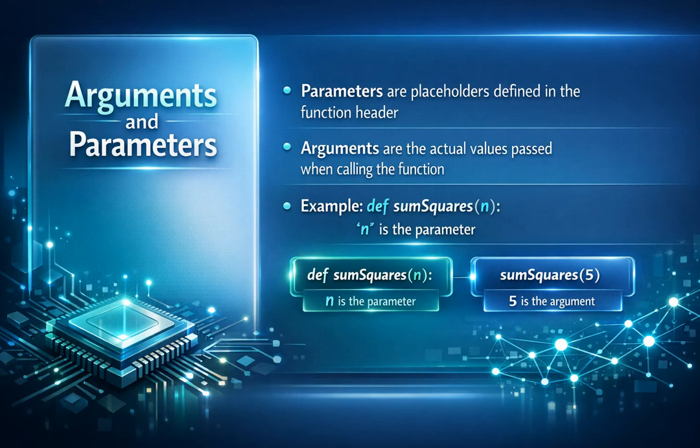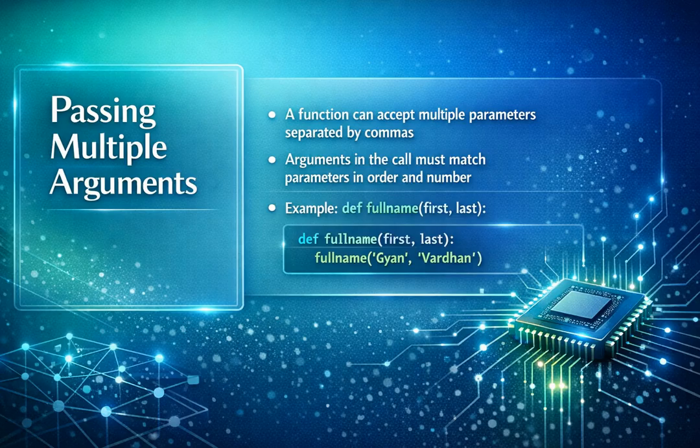Parameters are variables listed in the function definition that act as placeholders for incoming data. Arguments are the actual values passed during the function call. When you call sum_squares(5), the value 5 is the argument that gets assigned to the parameter n inside the function. A function can accept multiple parameters separated by commas. For example, def fullname accepts first and last as two parameters. When calling the function, you provide two arguments in the same order: first name, then last name. The function then concatenates them.